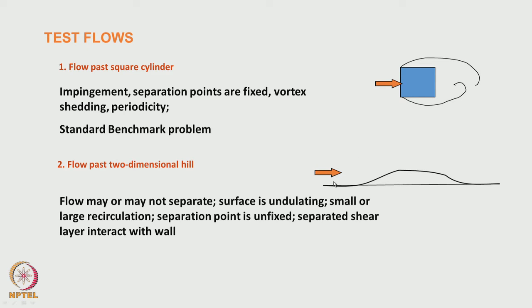Another case is flow past a two dimensional hill. Again incoming flow is from left. This has a slope and depending on the slope the flow may separate. If it separates, it comes back and reattaches downstream somewhere here. That depends on the slope of the front portion. If it is not separating, then it follows the geometry and then flows afterwards. This geometry also can be thought of as an undulating surface.